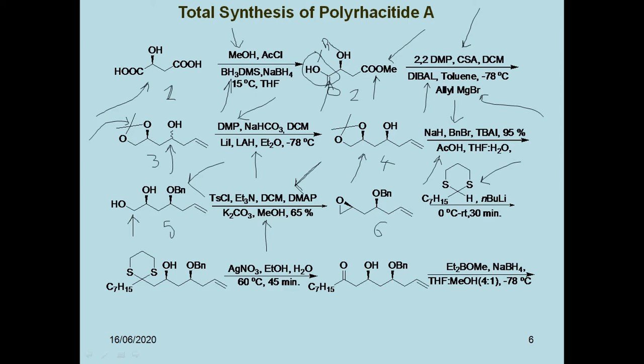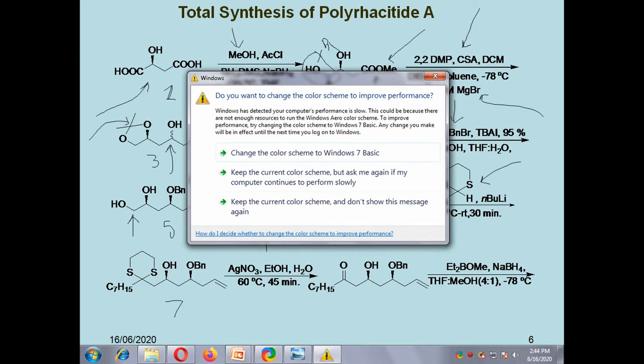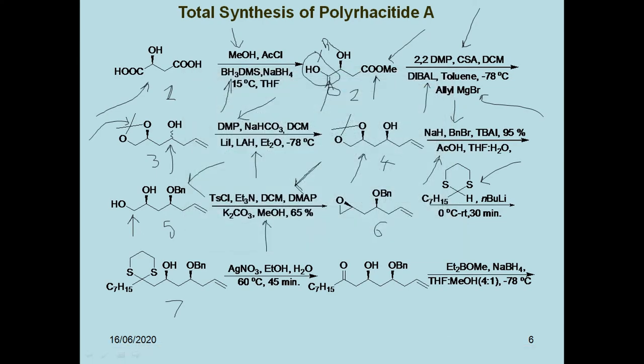After generation of the anion, you have to add the epoxide 6. After addition of epoxide 6, you will get compound 7. But here I faced a problem. After addition of butyl lithium to the dithiane, the anion was not generated.